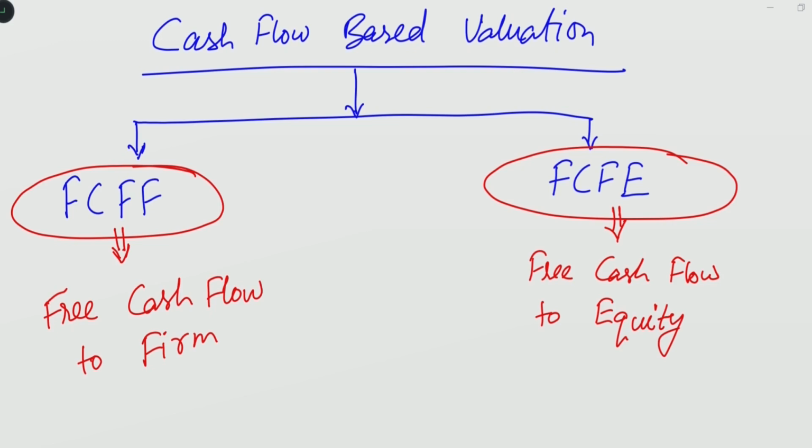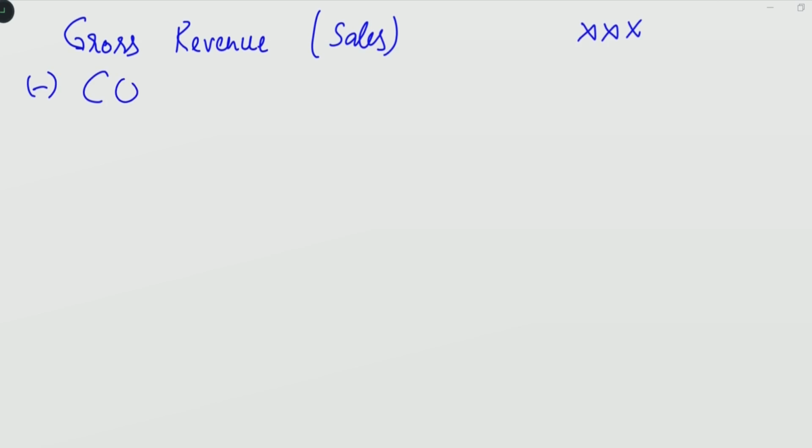Alright guys, so let us first talk about how to determine cash flows. Whatever I am writing over here, along with me, you also start writing in your notebooks. Please start writing along with me. So we always begin with gross revenue. You can refer to this as sales. So from gross revenue or sales, you subtract COGS, that is cost of goods sold.